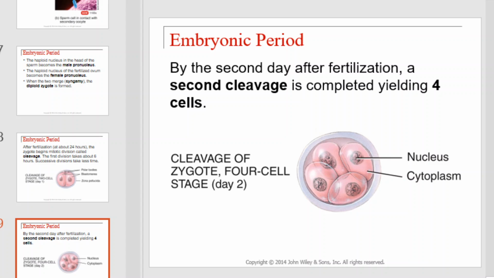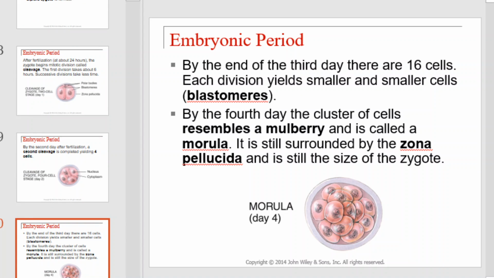By the second day after fertilization, a second cleavage is completed, yielding 4 cells, illustrated here. By the end of the third day, there are 16 cells. Each division yields smaller and smaller cells. By the fourth day, the cluster of cells resembles a mulberry and is called a morula. It's still surrounded by the zona pellucida and still the size of the zygote.